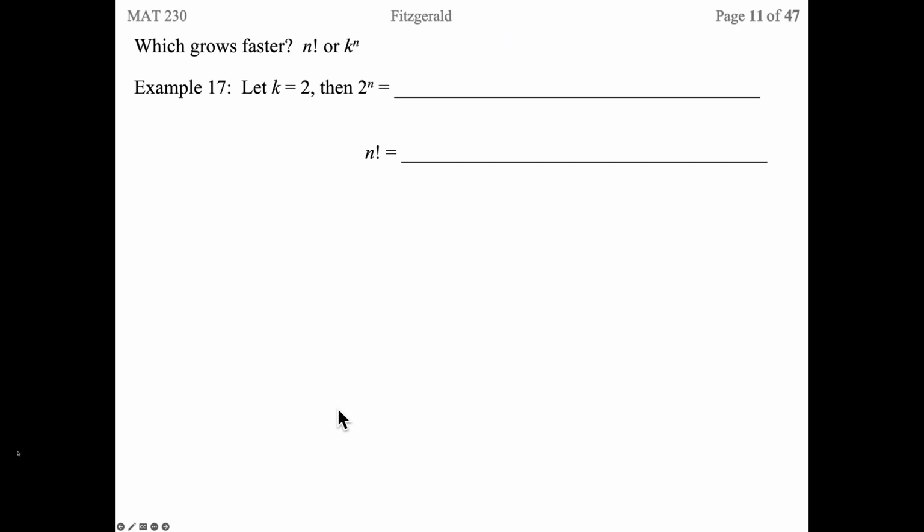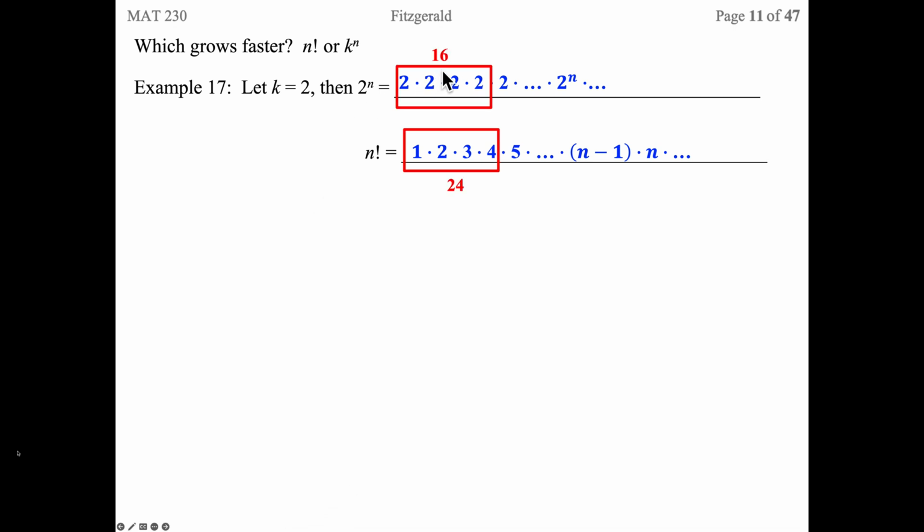So which grows faster, factorials or exponentials? Let's let k be our base. So 2 to the n is 2 times 2 times 2 times 2 times 2 all the way up to 2 to the n. And factorial would be 1 times 2 times 3 times 4 times 5. If you look at the first 3 terms, 2 times 2 times 2 is 8. 1 times 2 times 3 is 6. This is bigger, but as soon as you get to that fourth 2, that's 16, and 6 times 4 is 24, now my factorial is bigger.